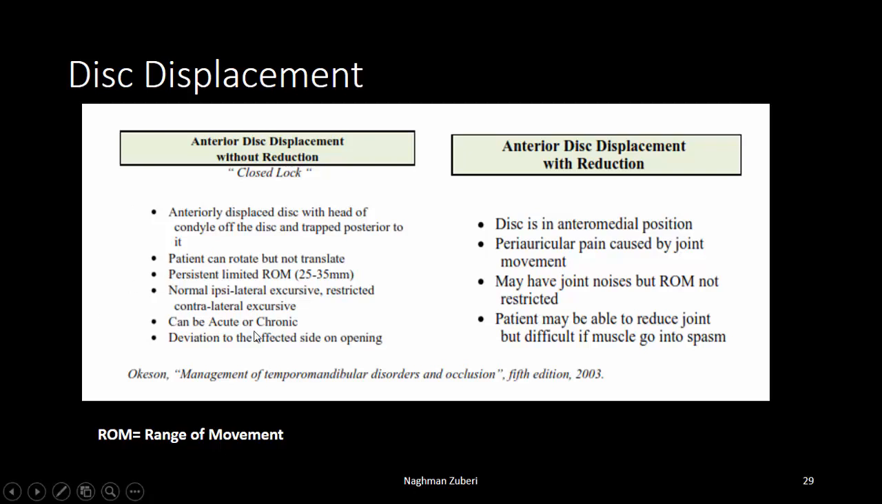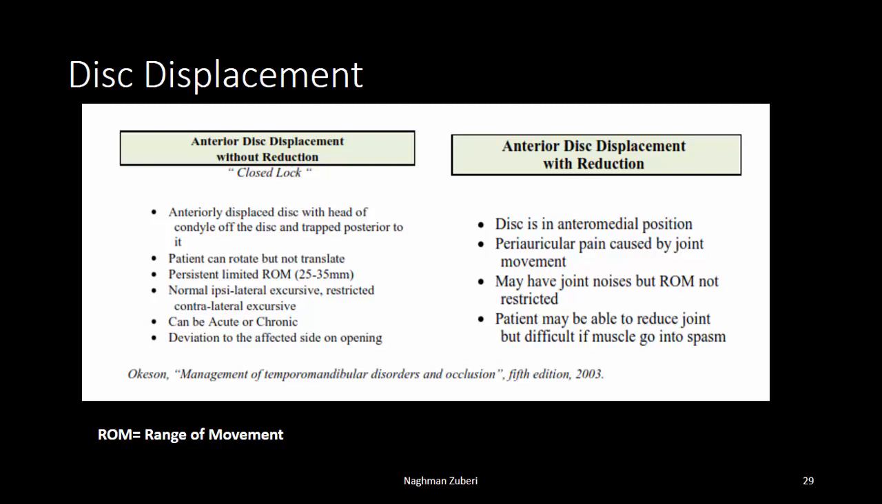This situation could be acute, this situation could be chronic. And when this patient opens the mouth, the mandible is going to be deviated towards the affected side. Another thing I'm adding: if you palpate the condylar area in front of the ear, you will feel a slight depression on the affected side.